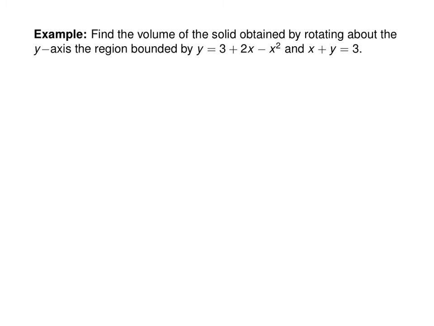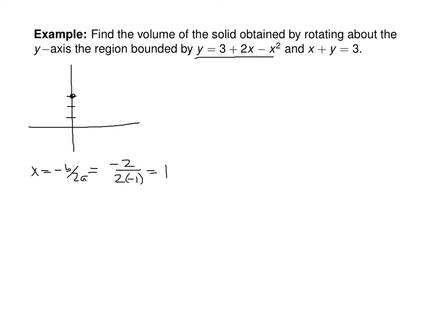So first you have to plot the parabola 3 plus 2x minus x squared. So we know that there is a y-intercept of 3. So you plug in 0, you get out 3. Now maybe you remember this formula from Algebra 1: x equals negative b divided by 2a finds the vertex. So that'll be negative 2 divided by 2 times negative 1. So that is x equals 1.